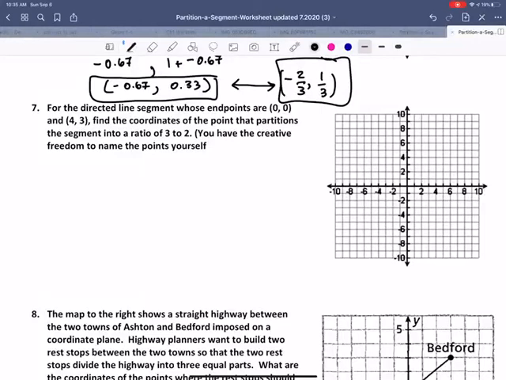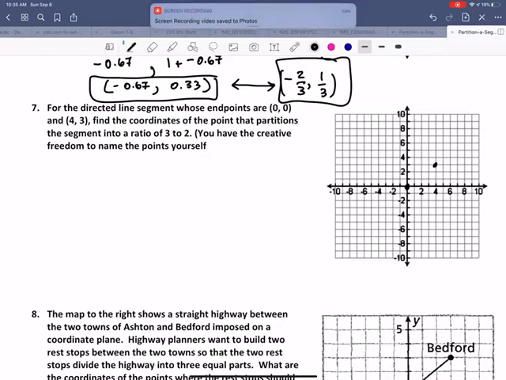All right, we got the last two, so let's do 7 and 8. It says for the directed line segment whose endpoints are 0, 0 and 4, 3. Okay, 0, 0 and 4, 3. Find the coordinates of the point that partitions the line segment at a ratio 3 to 2.